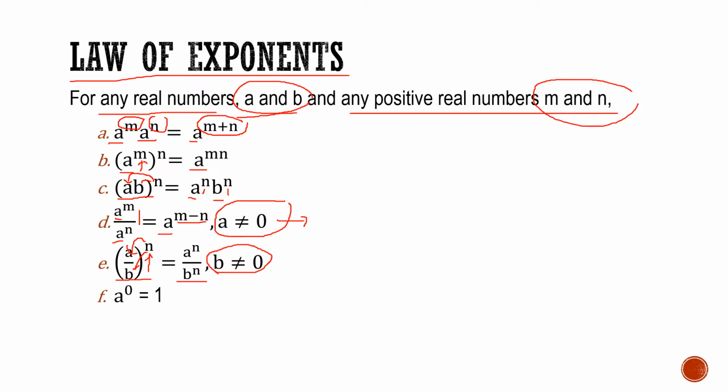And for the last law that we're going to deal with for this module, that will be a raised to 0 is equal to 1. Meaning to say that this a is a real number. A real number raised to 0 is equal to 1. So if we satisfy that condition, then the value for this one is equal to 1.